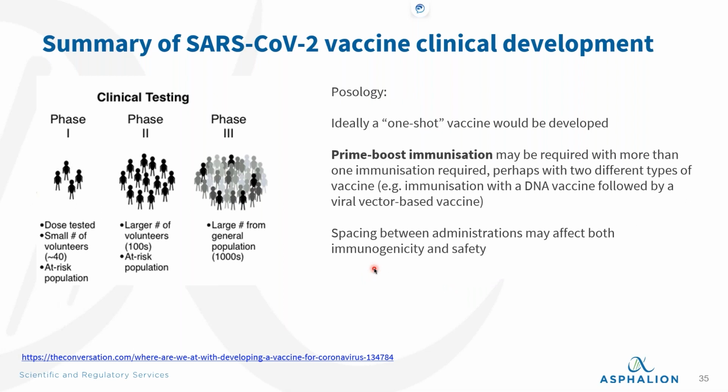And then I just wanted to make a brief mention of posology as well. So from the point of view of the World Health Organization, ideally a one-shot vaccine would be the ideal. So one shot and that's it. However, in reality, what is probably more likely to happen is that prime boost immunization will be required. So more than one immunization will be required, and perhaps with 2 different types of vaccine. So for example, an initial immunization with a DNA vaccine, followed by a viral vector-based vaccine. And the spacing between administrations may affect both immunogenicity and safety.